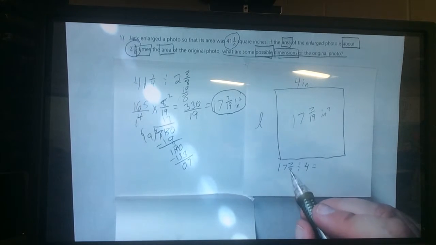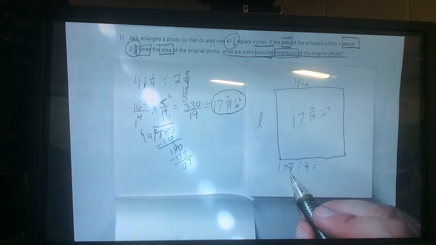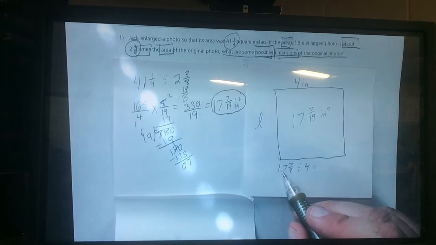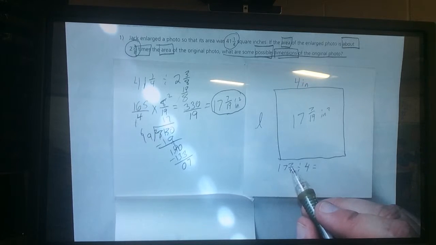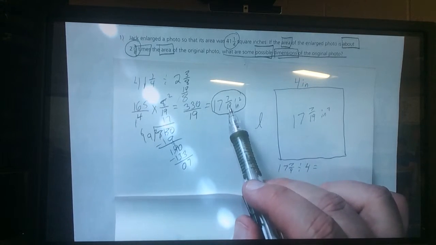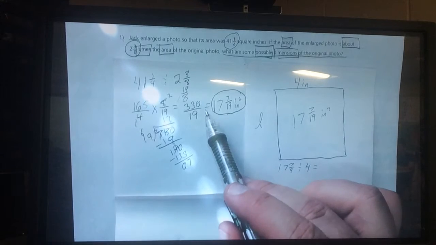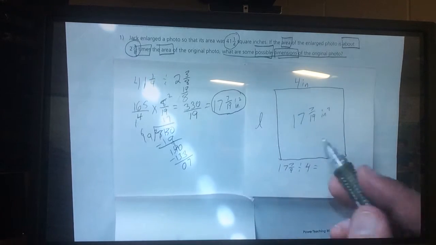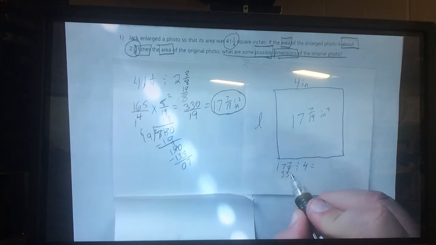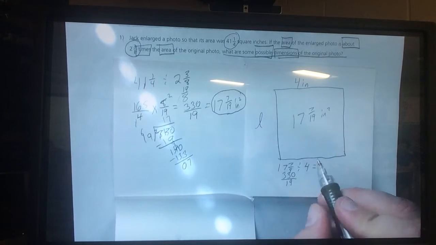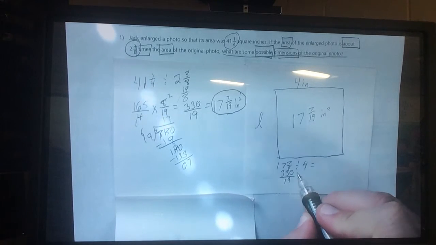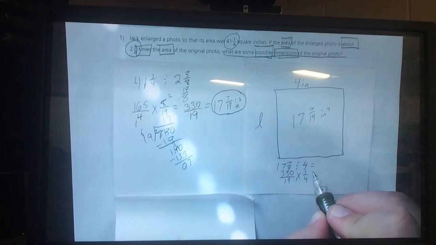And in this case, I'm going to go ahead and make this mixed number an improper fraction. 19 times 17 and 7. Since I know it's equivalent to 330 over 19 because I worked it out here, I'm just going to rewrite it down here. And I know that's like 4 over 1, so that's going to be times 1/4.